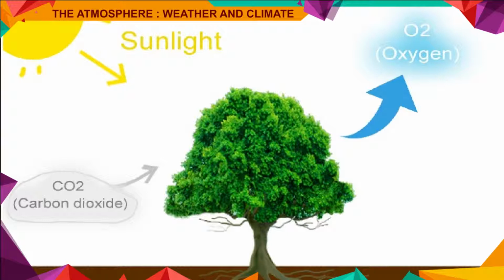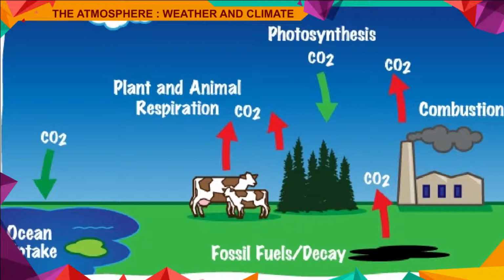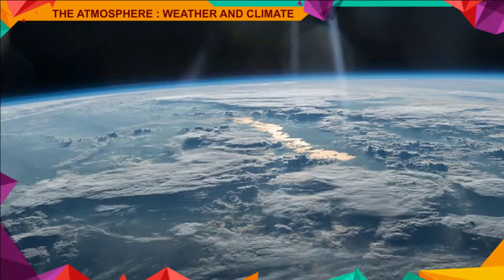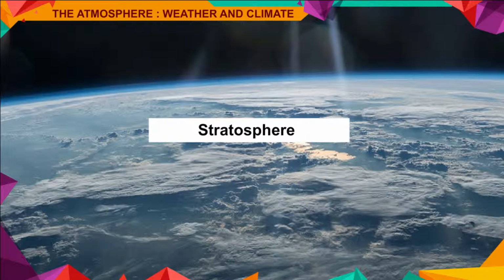So, the carbon dioxide used during photosynthesis is replaced by the carbon dioxide released in the respiration by the organisms. Thus, nature has ways of maintaining a balance of gases in the atmosphere. However, human activities are disturbing this balance by polluting the air. The atmosphere, its structure. The atmosphere can be divided into 5 distinct layers: troposphere, stratosphere, mesosphere, ionosphere, and exosphere.